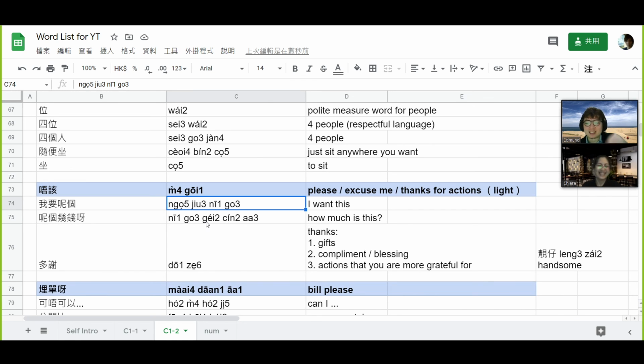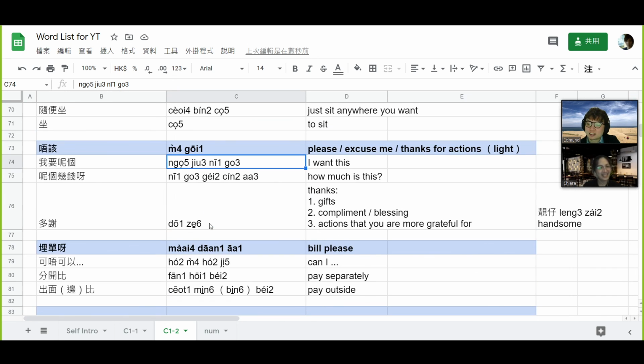You say 呢個, 嗰個, 嗰個, 呢個, like that. And when you want to pay, you can say 埋單啦. 唔該埋單啦, like that. 唔該, like excuse me, 埋單啦, you say that. This is just some phrases to use with the teacher, like 可唔可以?